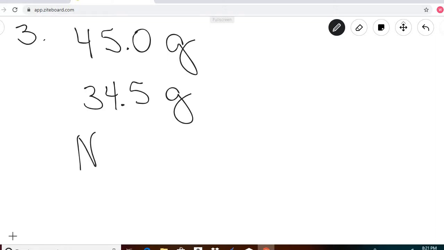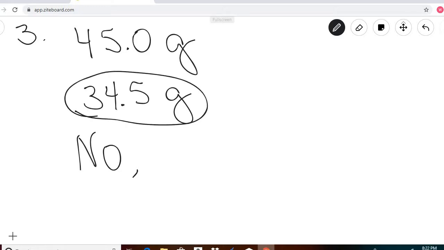And the answer to that would be no, because the law of conservation of mass tells us that in any chemical reaction, the mass of the chemicals that you begin with will equal the mass of the chemicals that you end up with following the chemical reaction. So if she only ends up with 34.5 grams, that means that she has not collected everything, because it should add up to 45 grams.